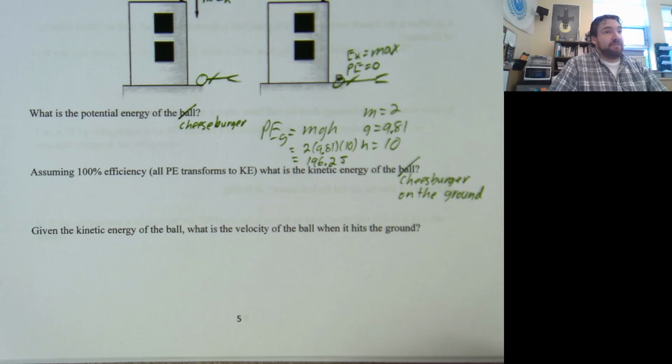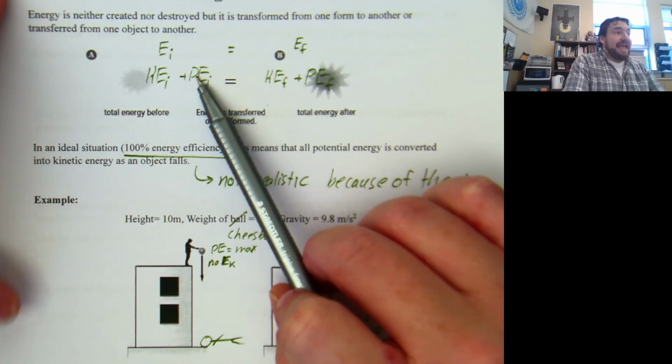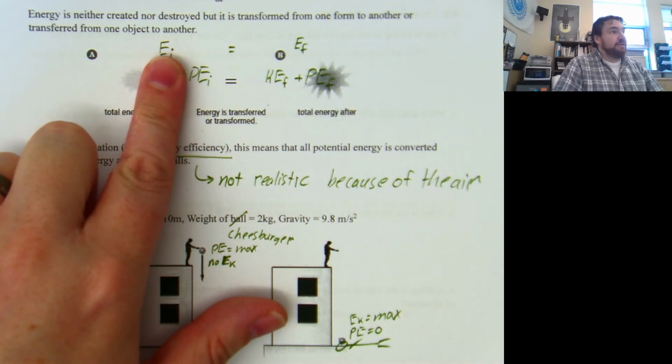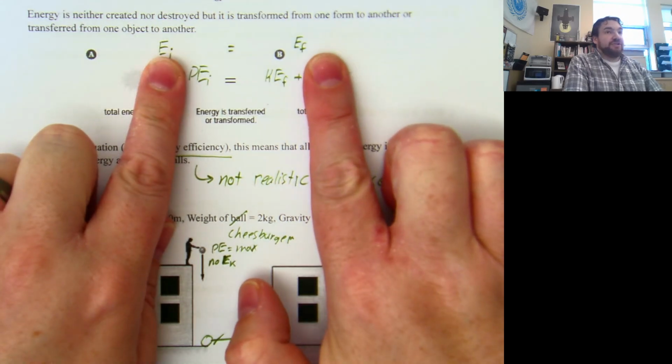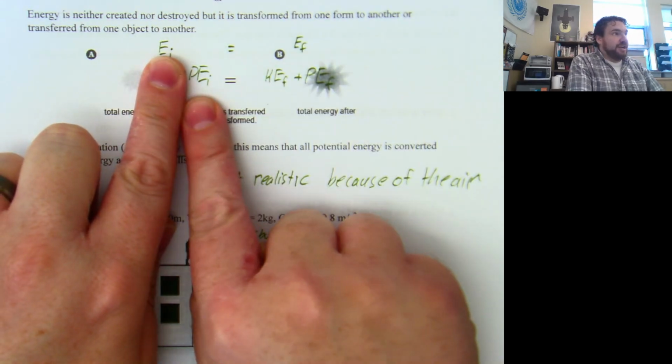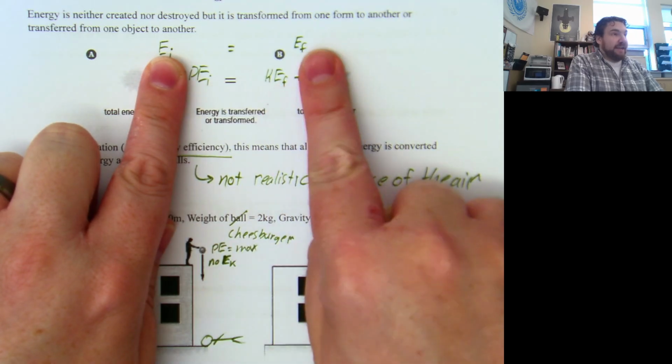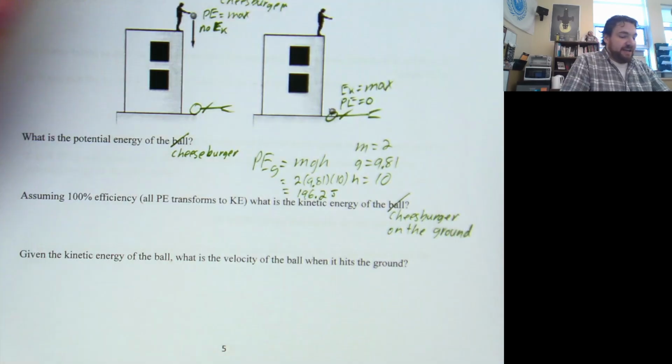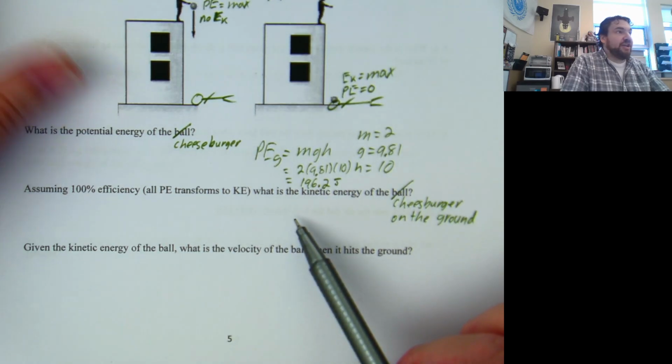There's no math here. Look at what's happening. This is one of these scenarios. At the beginning, we have no kinetic energy. At the end, we have no potential energy. So all of your potential energy is going to become kinetic energy. So how much kinetic energy does the cheeseburger have as it hits Jedediah?